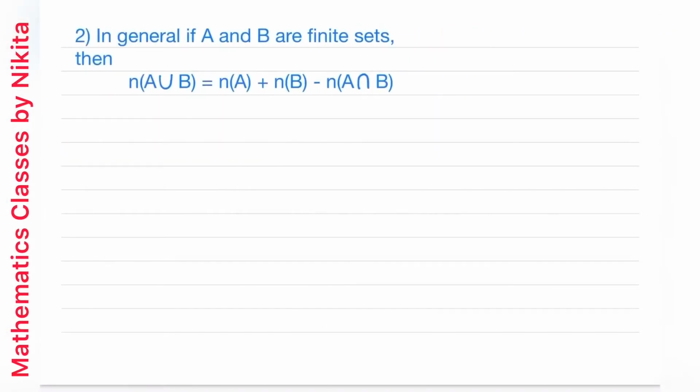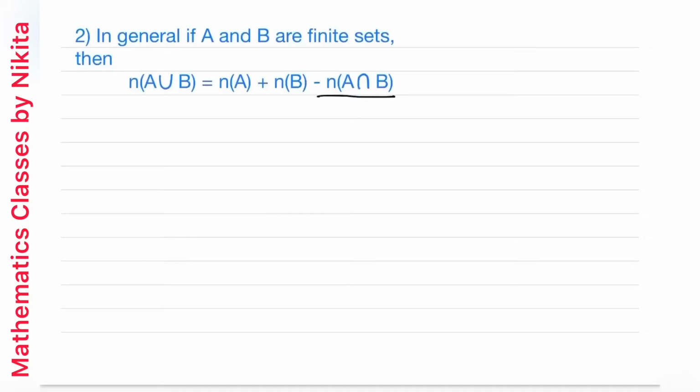Next, let's see the second formula. Now in general, A and B are any two finite sets. So we don't know whether their intersection is empty or non-empty. So if A and B are finite sets, then the number of elements in A union B is equal to the number of elements in A plus the number of elements in B minus the number of elements in A intersection B. So this you have to keep in mind. We are subtracting the common elements only one time.